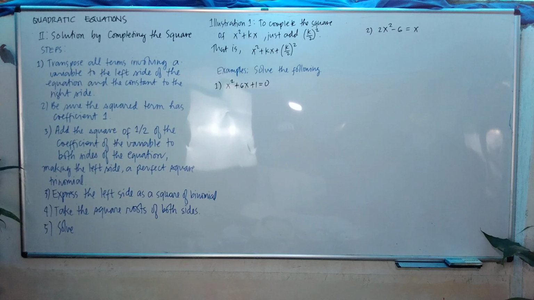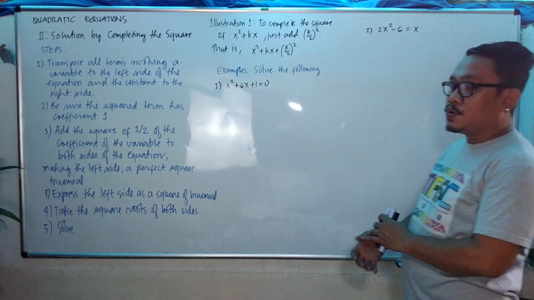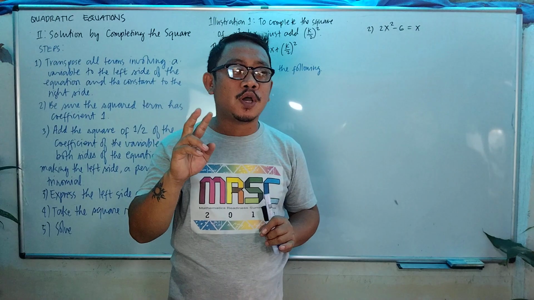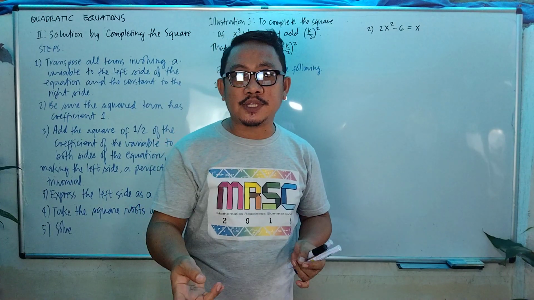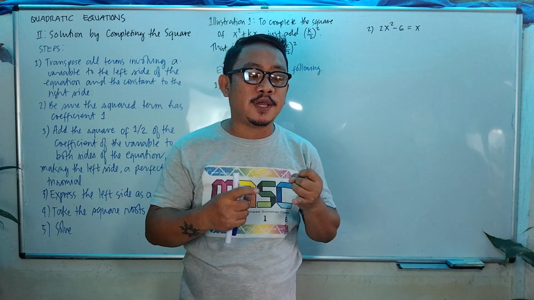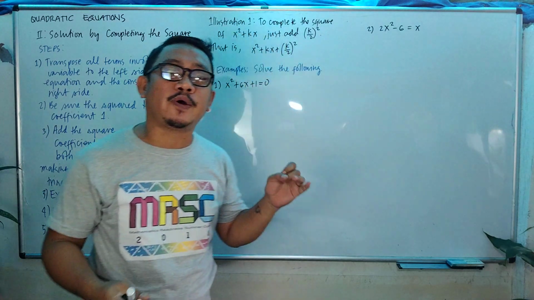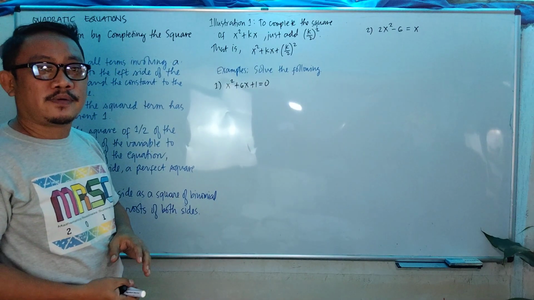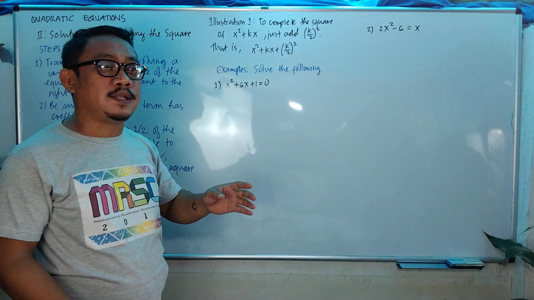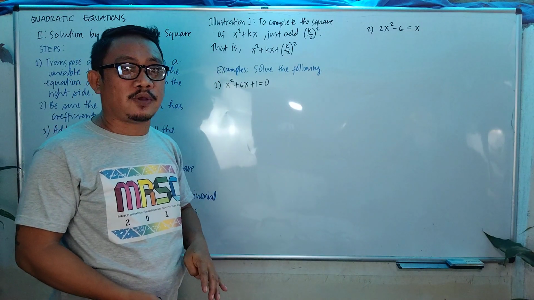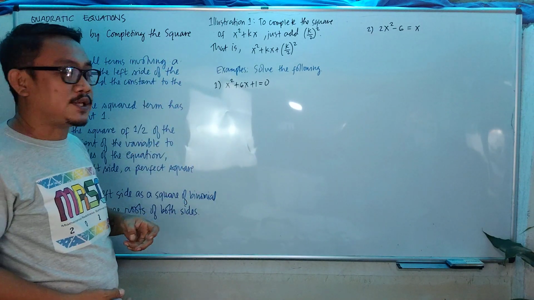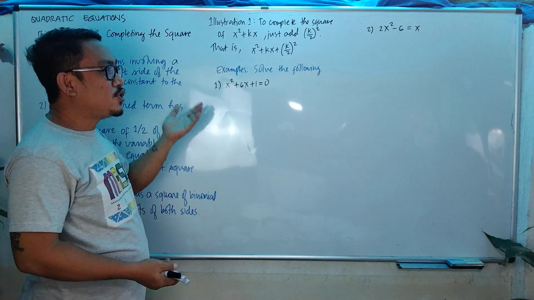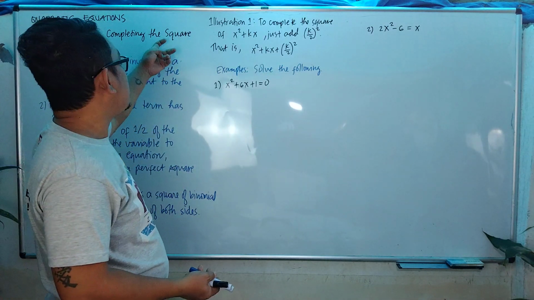So today we will continue discussing how to solve quadratic equations. Since we're done with the two methods in solving quadratic equations, extracting the roots and factoring, we are now in our third method, solution by completing the square. That is because, as I have said, we have many ways to solve quadratic equations. So the question is, how are we going to use this method?